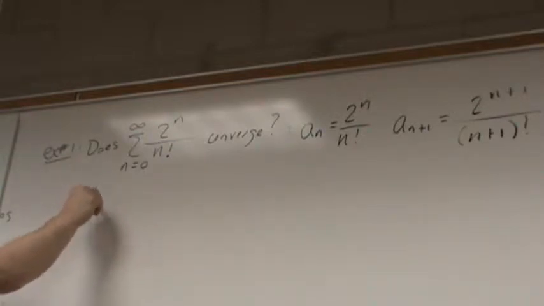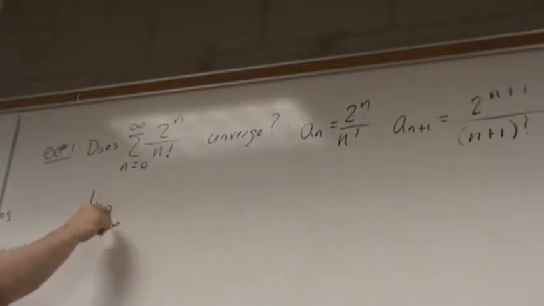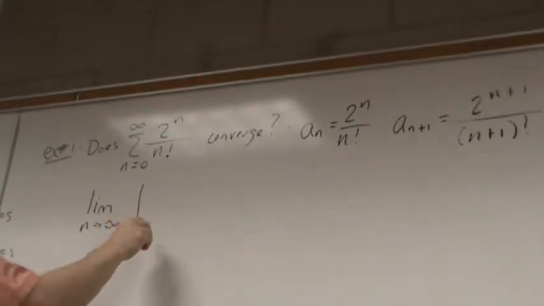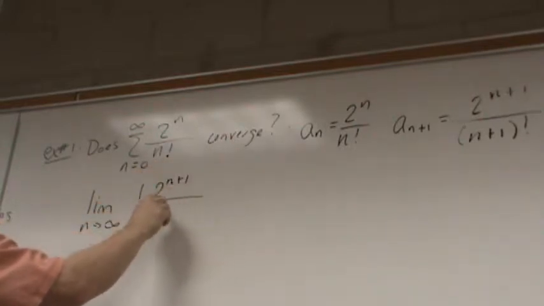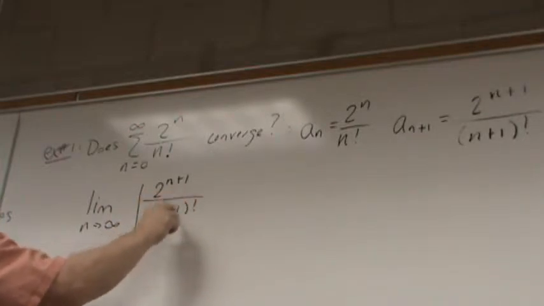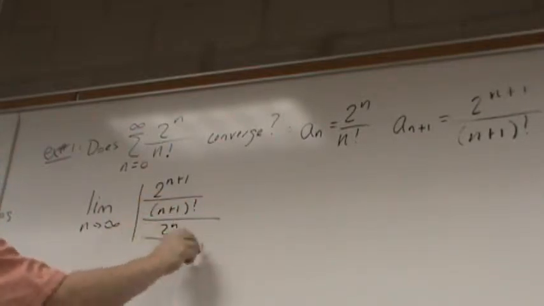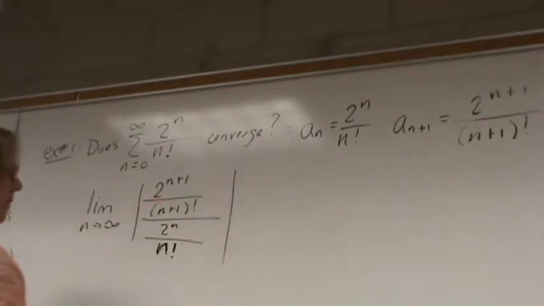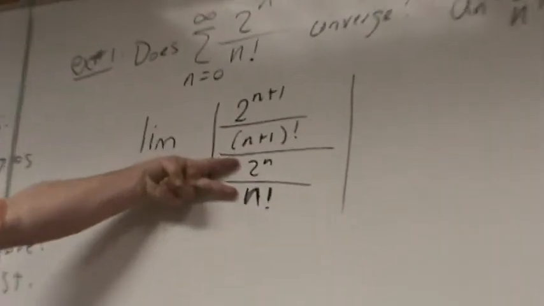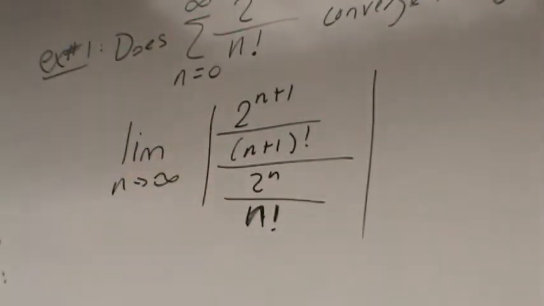Now we're going to do this limit. The limit as n approaches infinity of the absolute value of A sub n plus 1, 2 to the n plus 1 over n plus 1 factorial, over 2 to the n over n factorial. Okay. I've got to find out what that limit equals to. So the first thing I'm going to do is say, well, if I'm dividing by a fraction, that's the same as multiplying by the reciprocal.